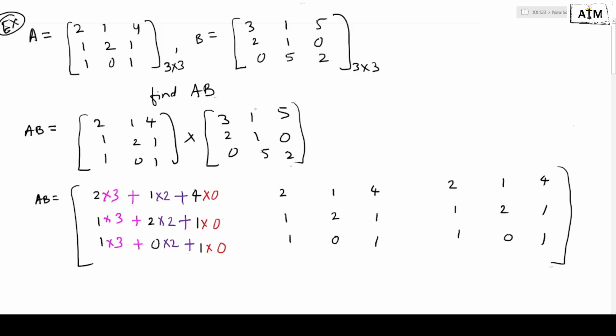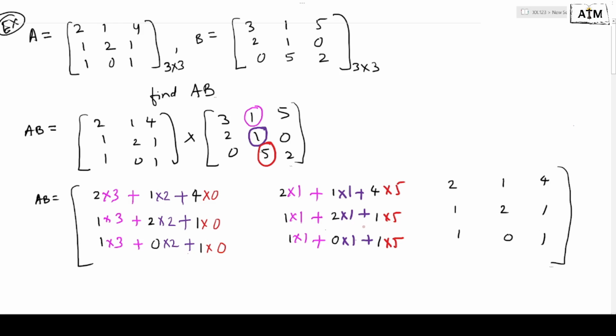Now the first element of column 2 is 1. So 2 into 1, into 1, into 1, with plus signs. Now the second element of column 2 is 1. So into 1, into 1, into 1, with plus signs. Now the third element of column 2 is 5. Therefore into 5, into 5, into 5. Now the job of column 2 is over.